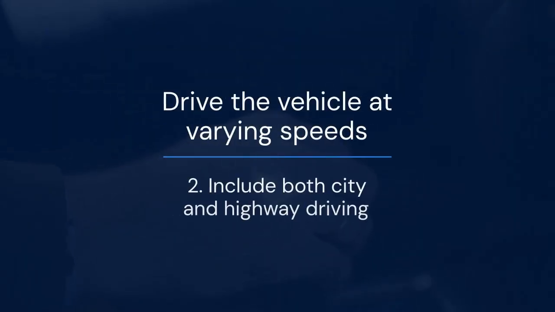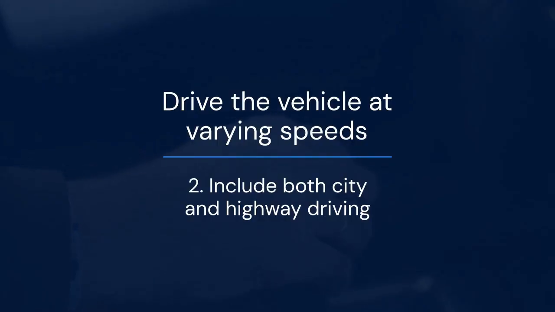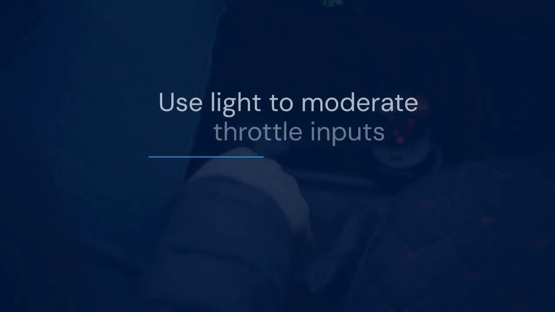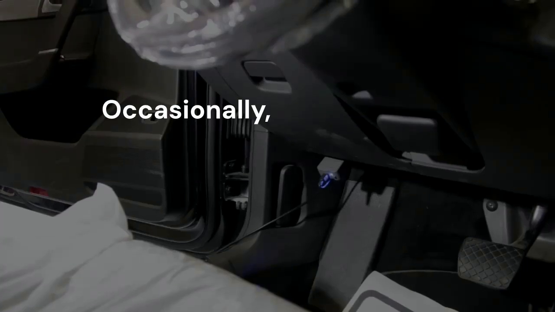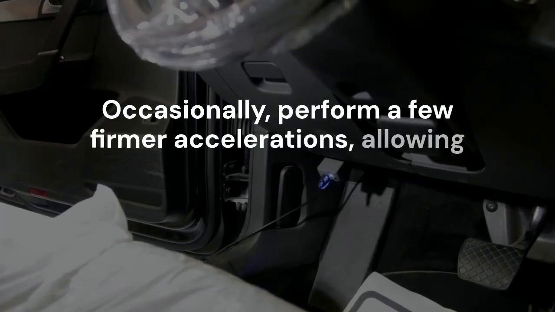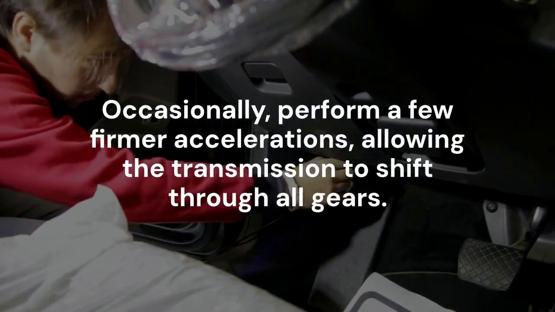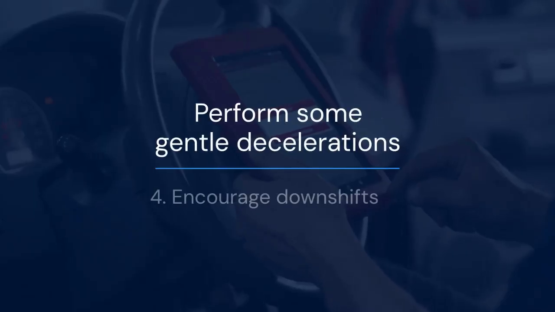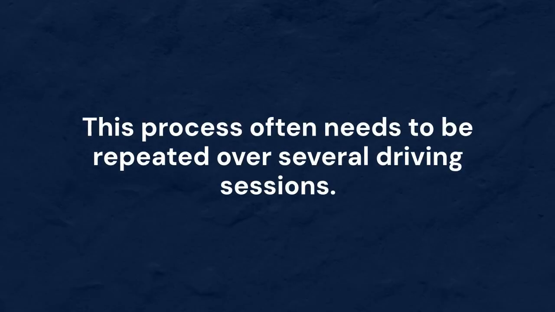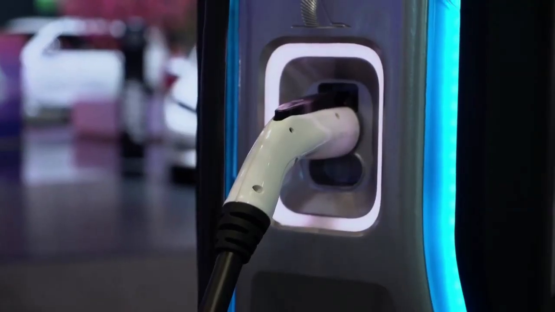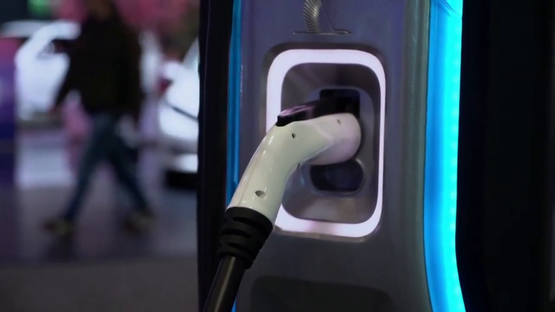Drive the vehicle at varying speeds, including both city and highway driving. Use light to moderate throttle inputs for most shifts. Occasionally, perform a few firmer accelerations, allowing the transmission to shift through all gears. Also, perform some gentle decelerations to encourage downshifts. This process often needs to be repeated over several driving sessions. The goal is to allow the TCM to experience a full range of operating conditions.